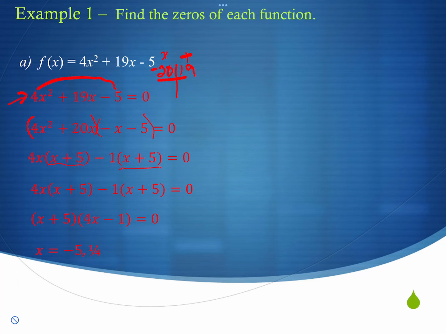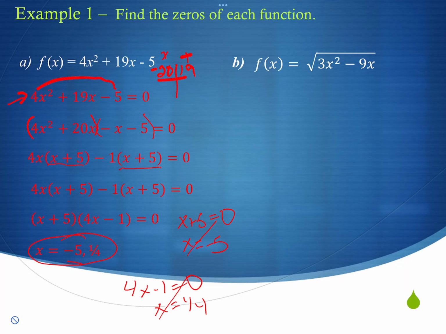Set both factors equal to 0. So in here, you would say x plus 5 equals 0, and that would give me x equals negative 5 down here. And then I would set 4x minus 1 equal to 0. Solving for x would give me 1/4. And these are our answers. You can just write them as x equals and have your two things on there. Okay, you don't really have to show me this equaling 0. You can, but you don't have to.